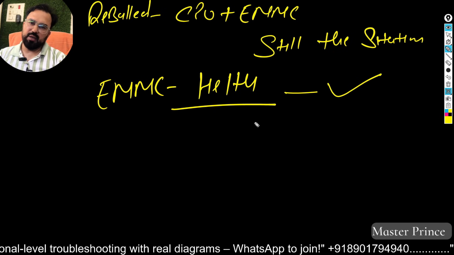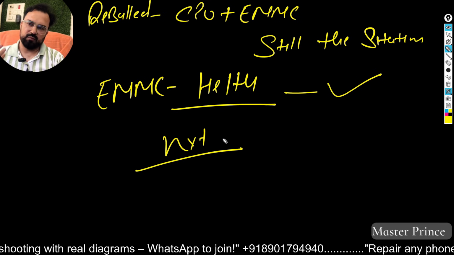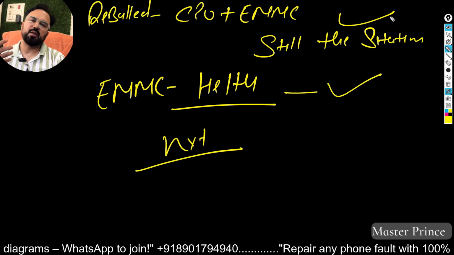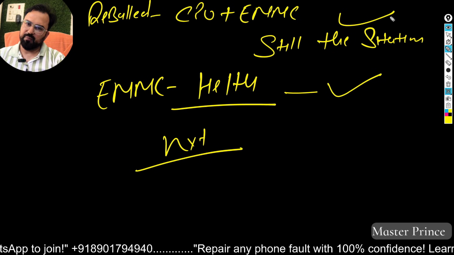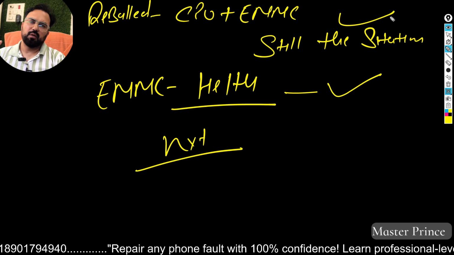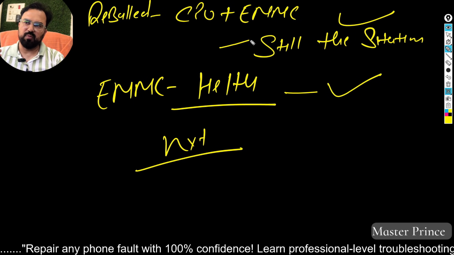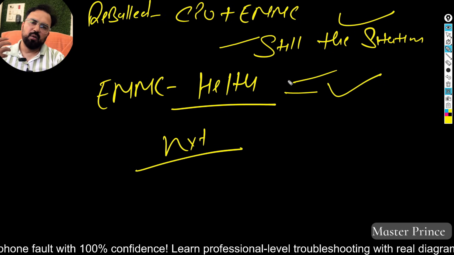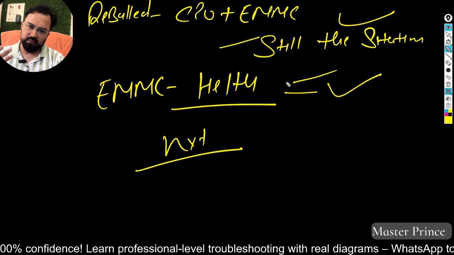Now what is next? How to solve it? If this step is okay and this one is also okay, what is the next step? So today we discuss this topic. If a phone comes to you and you check all these steps and you already reballed the CPU and eMMC and checked the eMMC health also, this one is okay, this one is okay, but still the fault remains the same, how to diagnose further?